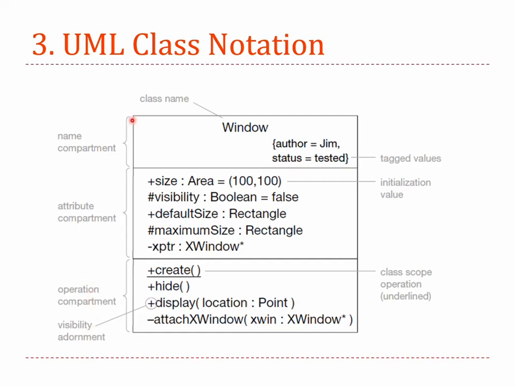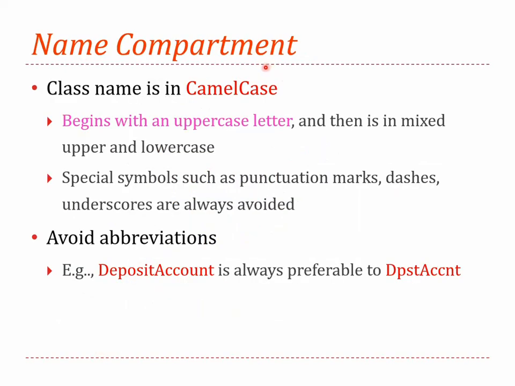Remember students, in our previous video session, we covered the object notation where we had only two different compartments. But in the class notation, we are introducing the third compartment called the operation compartment. First one is called the name compartment. Always here, the class name should be in camel case. It begins with an uppercase letter and then it can have mixed upper and lowercase letters.